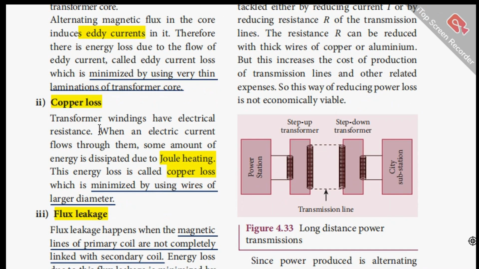Next, we will see about the copper loss. The transformer windings have electrical resistance, and an electric current flows through them. Some amount of energy is dissipated due to Joule heating, and this energy loss is called copper loss, which is minimized by using wires of larger diameter.